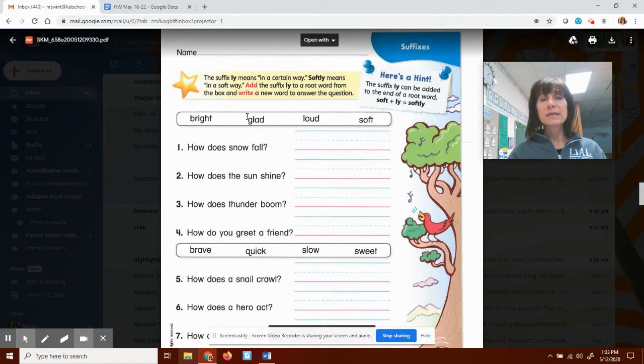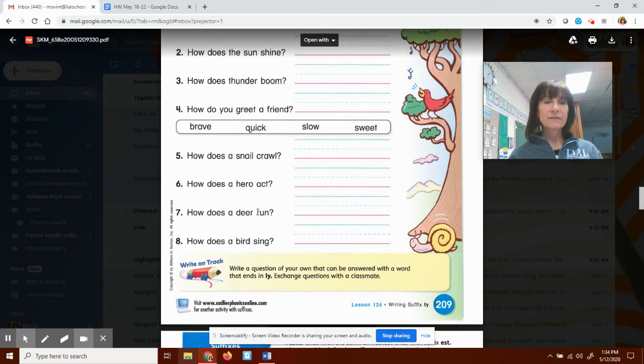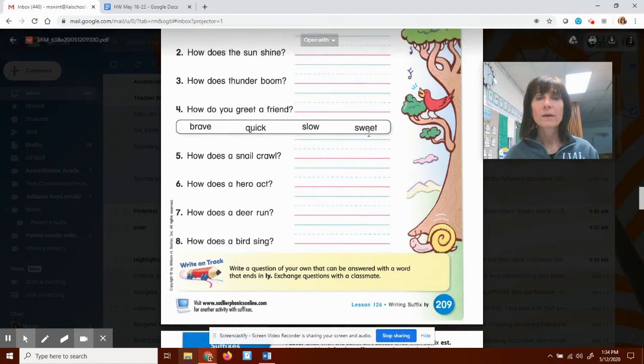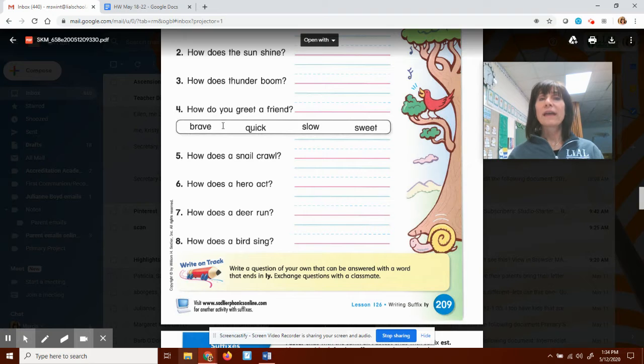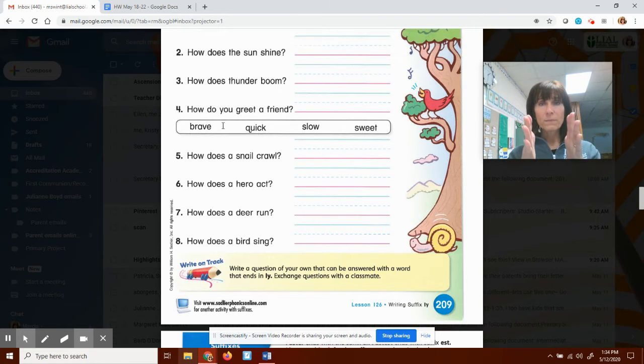You'll use this word bank for these first 4, and then 5, 6, 7, and 8, you're going to use these 4 root words and add the ly to them. Remember, just like yesterday, you're not going to leave a space between the root word and the suffix. It all becomes one new word.